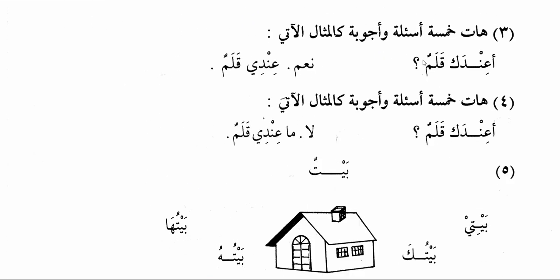Question number 3, hati. Hati is a command actually. It means give. It is a command word. It doesn't have any past tense or any present tense. It's just the command. This is one form. Hati means give. Khamsata as'ilatin wa ajwibatin means five questions and answers. This is plural. Ajwiba comes from jawab. And as'ila is also plural, comes from su'al.